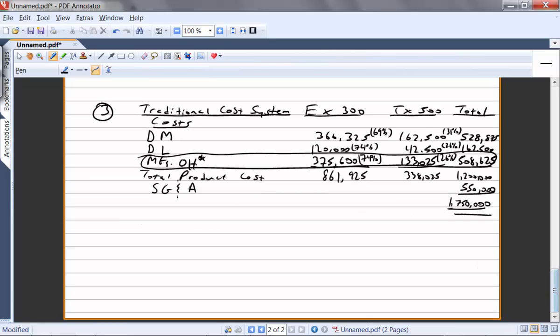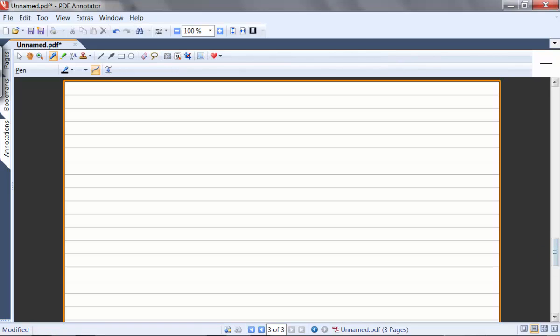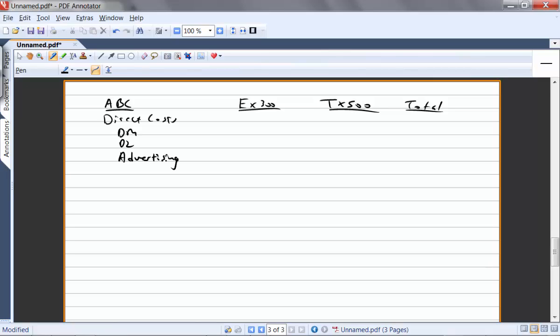Now under ABC, let's do the same thing under ABC. So under ABC, we're going to have our E, a T, a total, and we're going to have our direct costs: DM, DL, advertising, and our indirect costs.